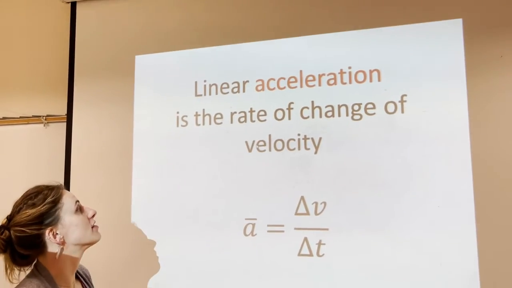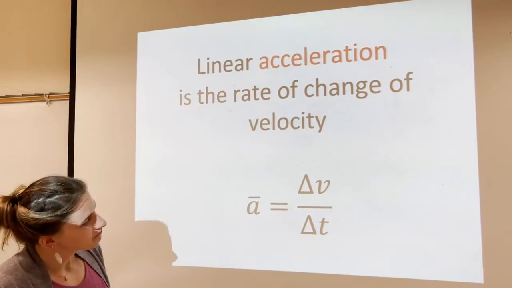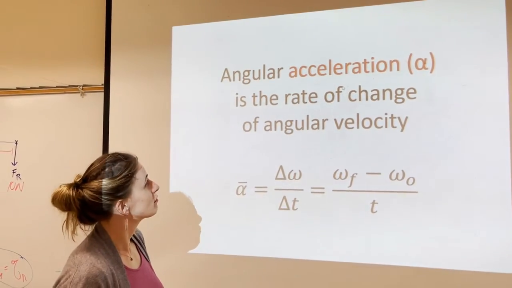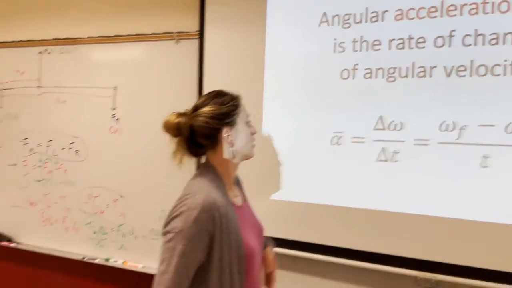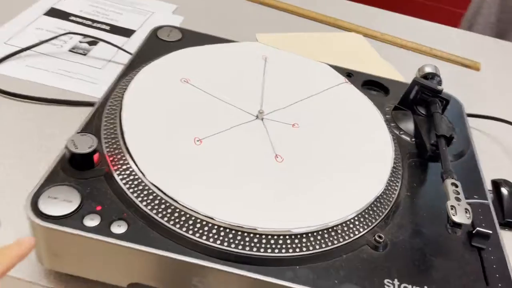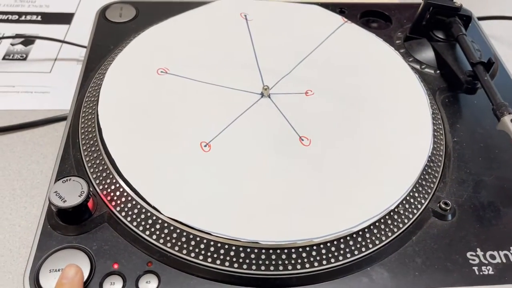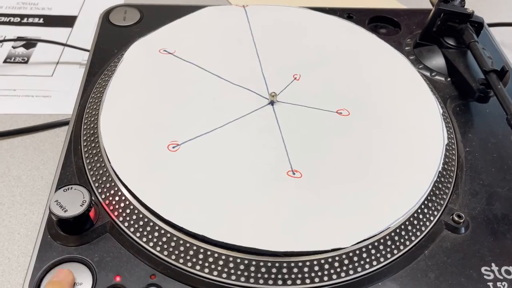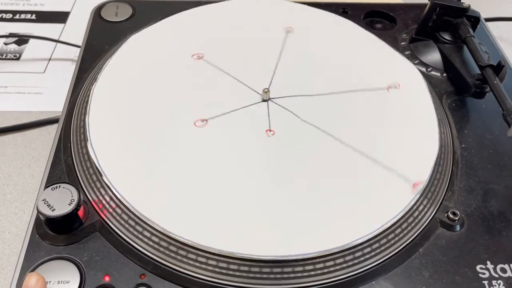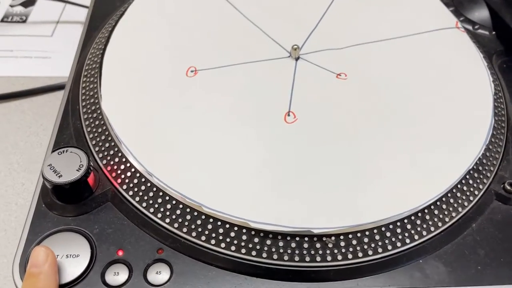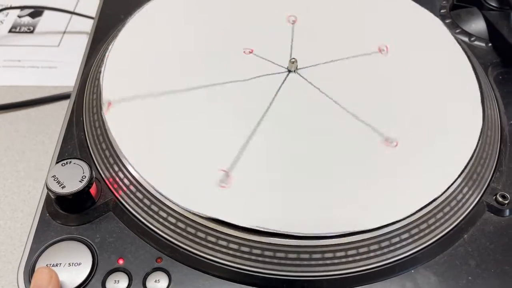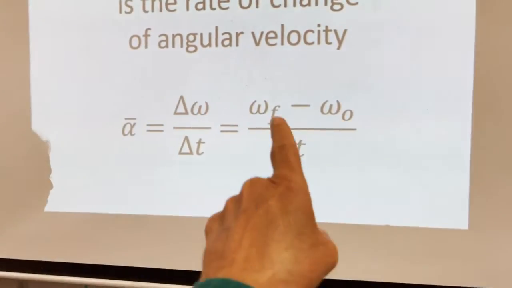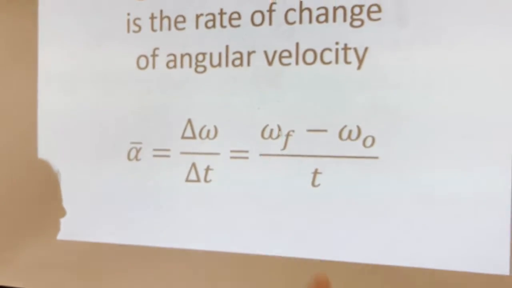Linear acceleration is the rate of change of velocity. We know this. So it would make sense that angular acceleration is the rate of change of angular velocity. The original velocity is 0. On your mark, set, go. It goes in a certain time interval from its original velocity up to the final velocity. Well, it gets up to speed very fast.